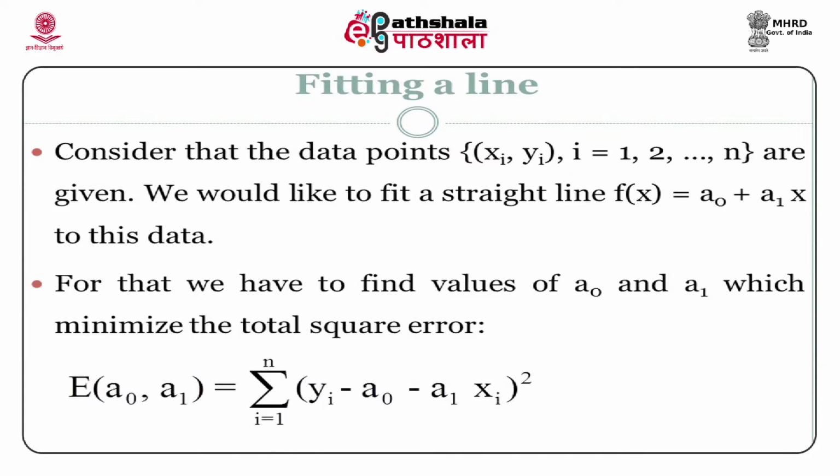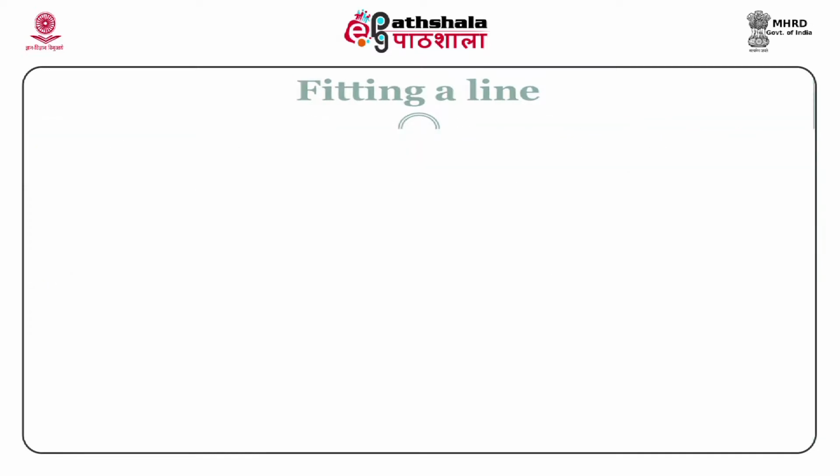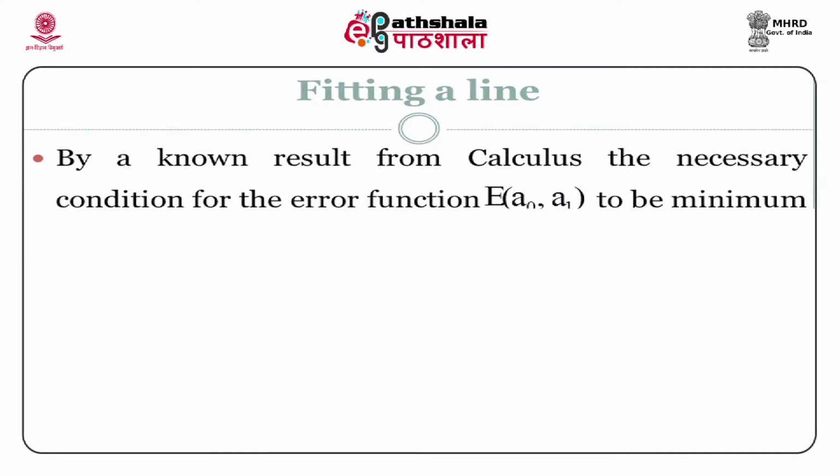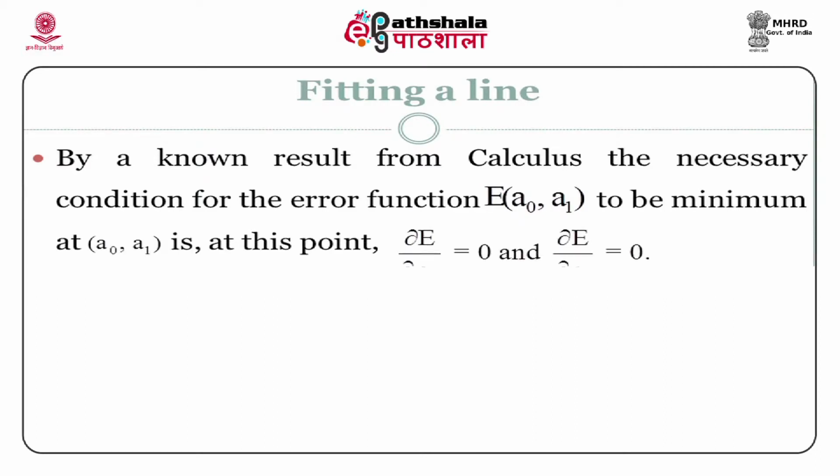For that, we have to find the values of a0, a1, which will minimize the total square error, which is given by E(a0, a1) equal to sigma i equal to 1 to n, (yi minus a0 minus a1 into xi) whole square. By a known result from calculus, the necessary condition for the error function E(a0, a1) to be minimum at a0, a1 is that at these points the partial derivatives with respect to a0 and a1 must be 0.